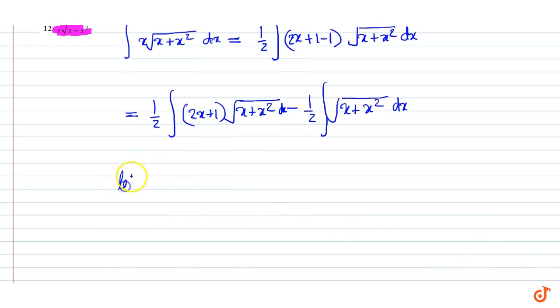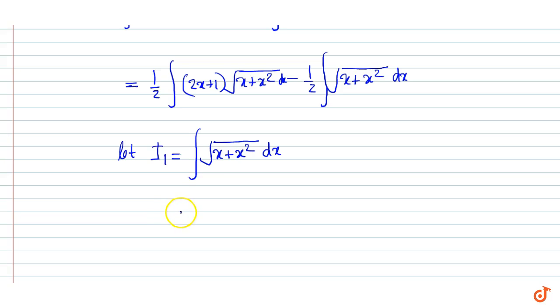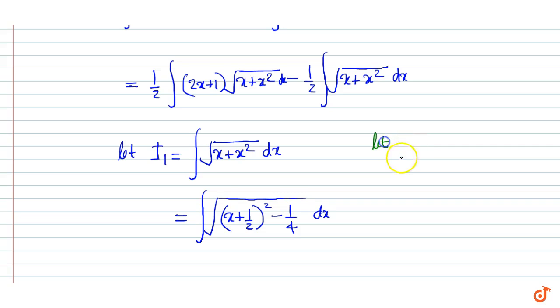Now let I1 be equal to the integral of the square root of x plus x square, dx. Then I1 is equal to the integral of the square root of x plus half the whole square minus 1 by 4, dx. Let x plus half be equal to half sec theta, then dx is equal to half into sec theta tan theta d theta.